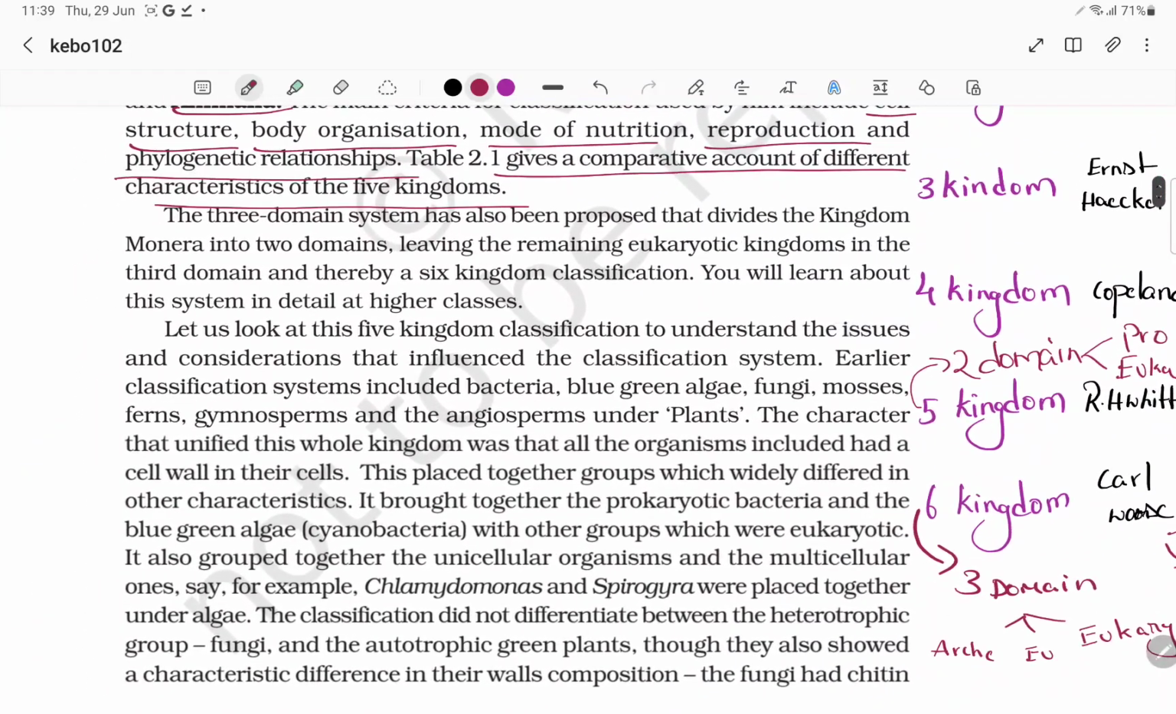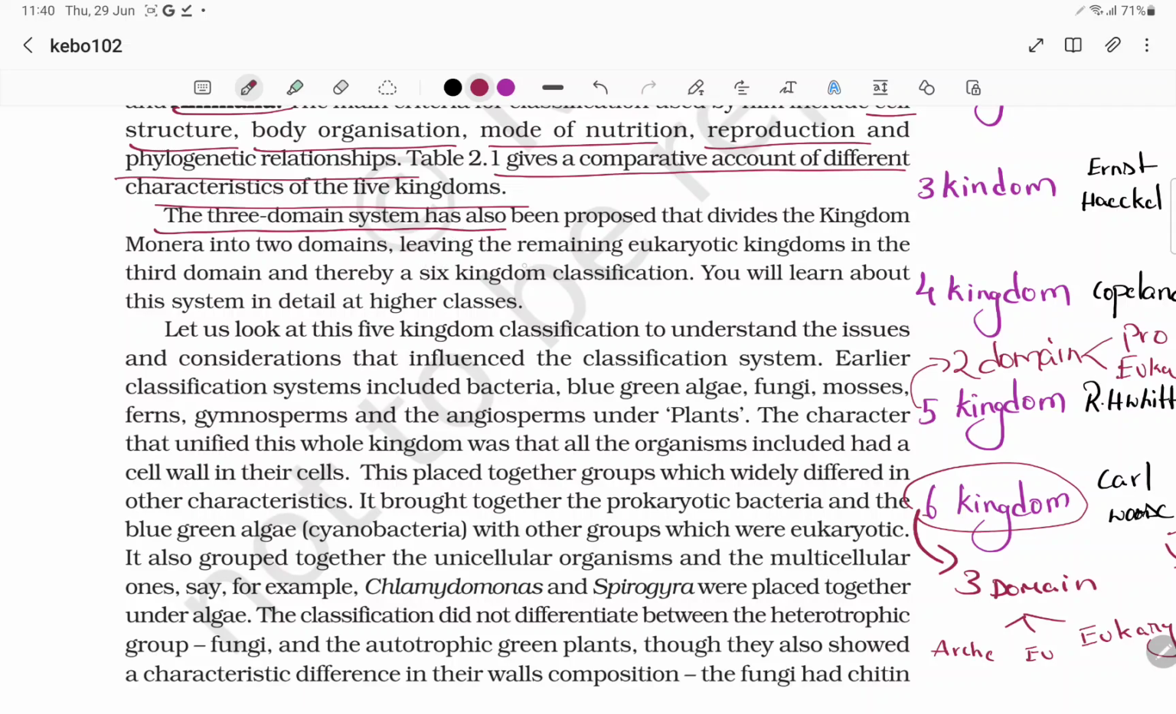So let's talk about the three domain system of classification. We have already seen the six kingdom classification. The three domain system divides the kingdom Monera into two domains. One is Archaea and the other one is Eu.